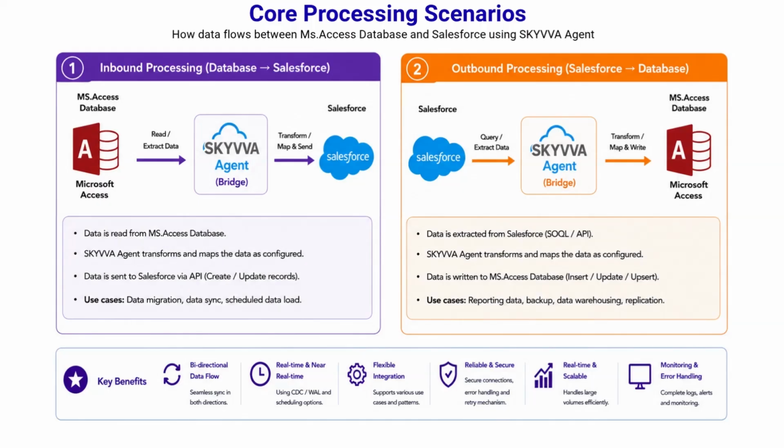To summarize the complete process, the SKYVVA MS Access adapter supports two integration directions. In inbound processing, business data is read from Microsoft Access, transformed and mapped by the SKYVVA agent, and then sent to Salesforce to create or update records. In outbound processing, the SKYVVA agent retrieves data from Salesforce, transforms and maps it according to the configured integration, and writes the data back to Microsoft Access.